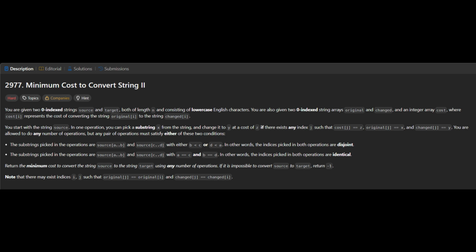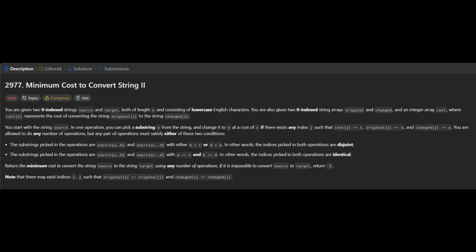Let's see how the operations work. In one operation, we pick a substring from the source string, replace it with another substring if it matches one of the allowed rules, and pay the associated cost. But there's an important restriction: when we perform multiple operations, the substrings must follow one of two rules. They must be completely disjoint, meaning their index ranges do not overlap at all. Or they must be exactly the same substring range, same starting index and same ending index. So you cannot partially overlap transformations. This prevents mixing and matching overlapping changes.